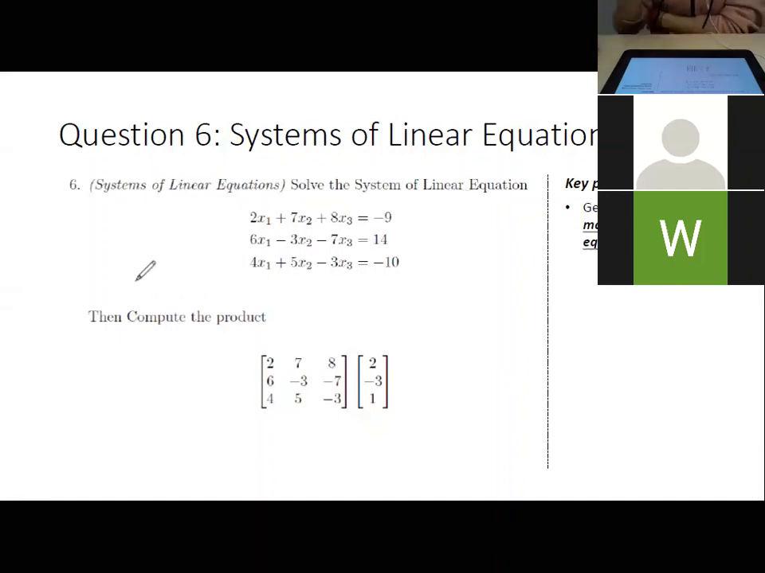Now we come to question 6. Actually, question 6 can be divided into 2 parts. The first part is to solve the linear equations, and the second part is to do a simple matrix multiplication. And now we go to the next page to see the details.